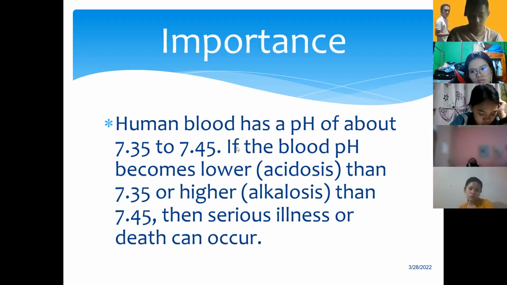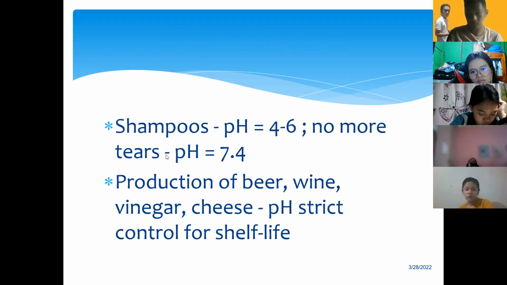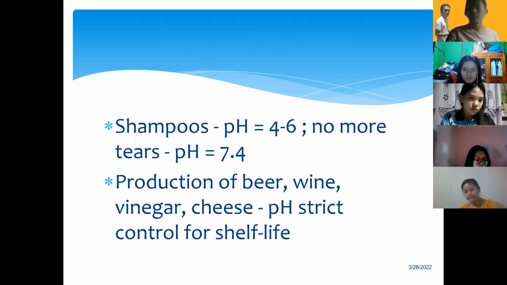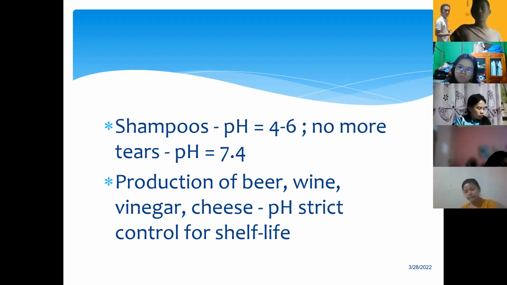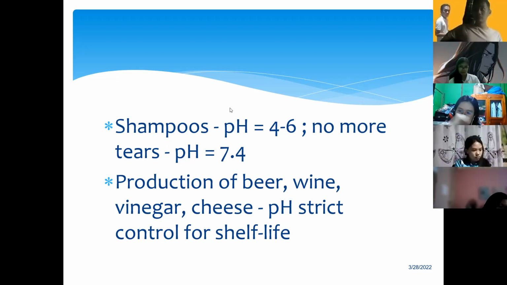Okay? So, the human blood is between 7.35 to 7.45. That is not just true for the blood, it is also true for the eyes. So, our babies' shampoos are adjusted to a pH of 7.4. Even if it gets into their eyes, it does not hurt. Okay? The shampoos that we use for adults are 4 to 6. So, it is not the same as the pH of our eyes. So, if it gets into the eyes, that will really be painful. Okay? So, that is the explanation.